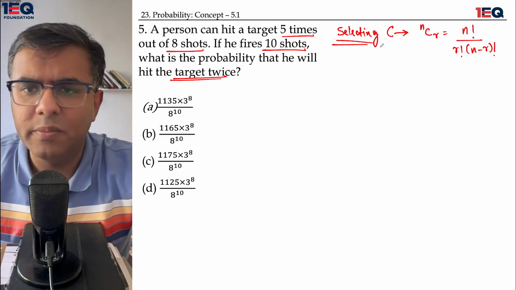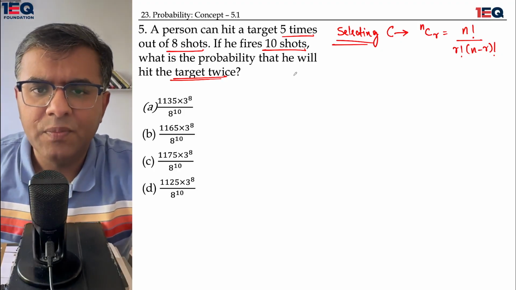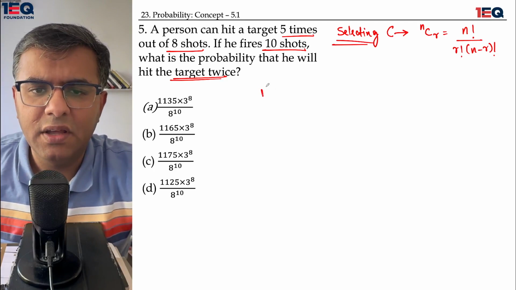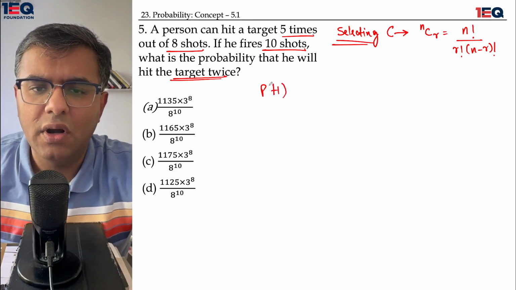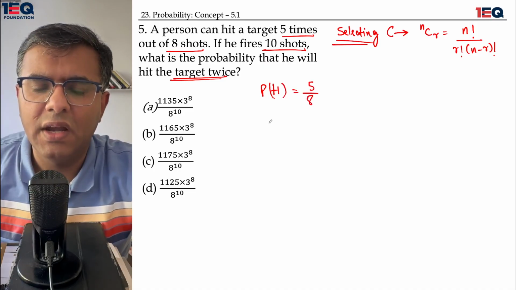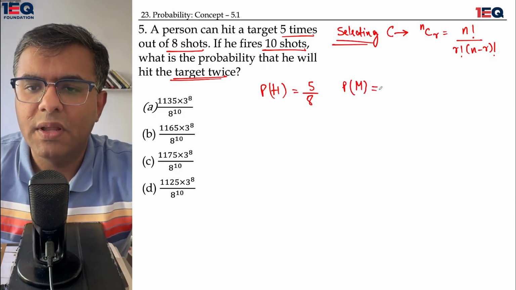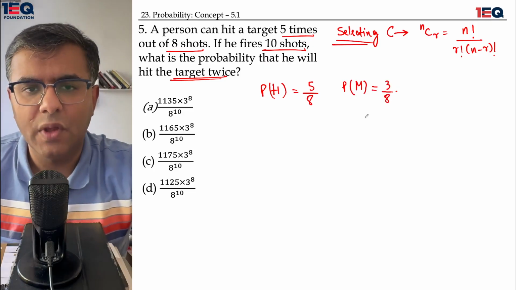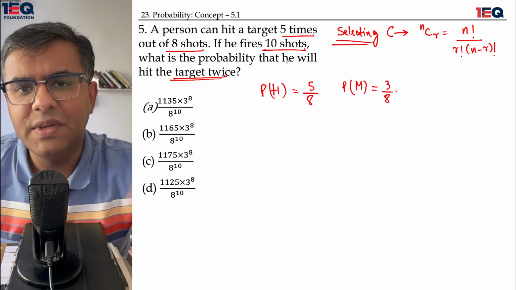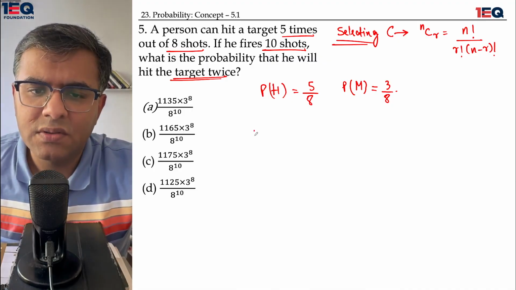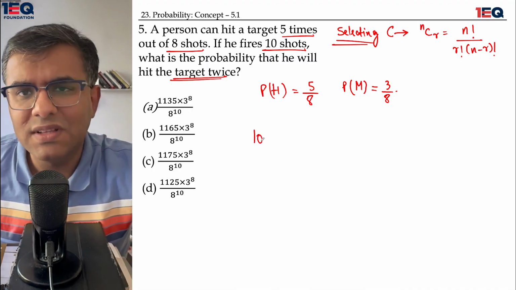Okay, that is when combinations are used. So here I can see the probability. The probability of hitting the shot is 5 times out of 8 times. The probability of missing the shot is 3 times out of 8 times. Now the shot is being shot 10 times. So that means 10 is the total set.